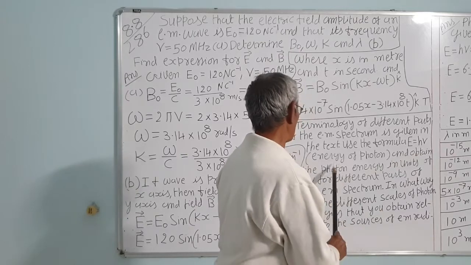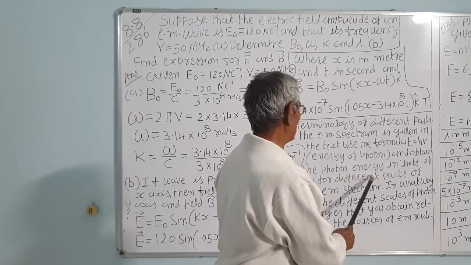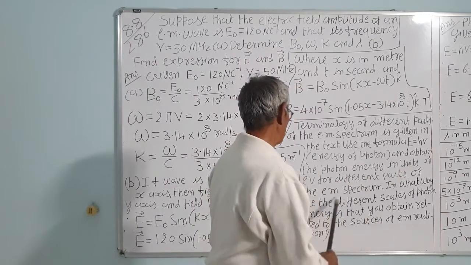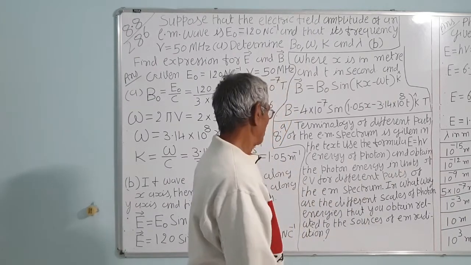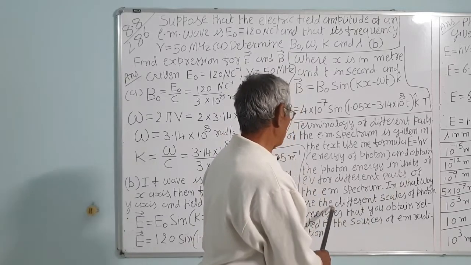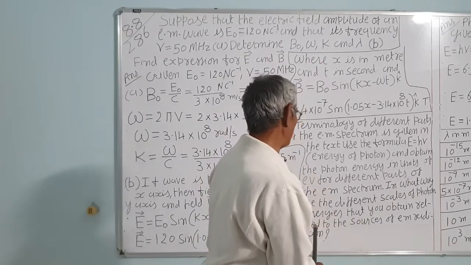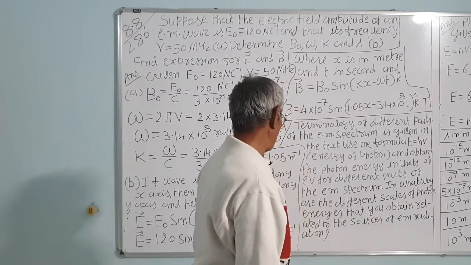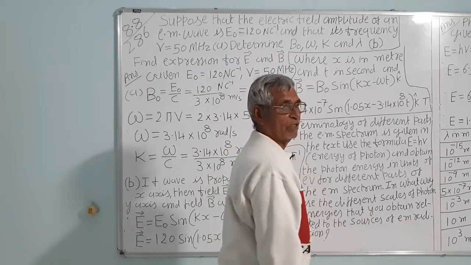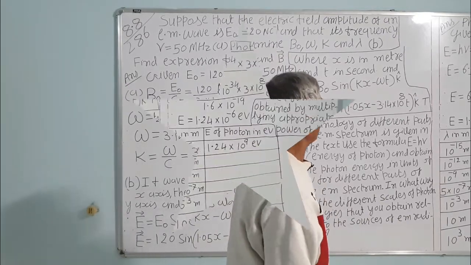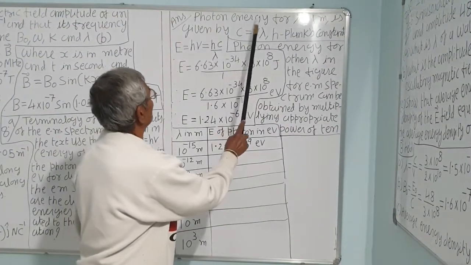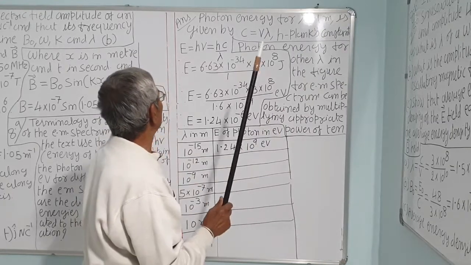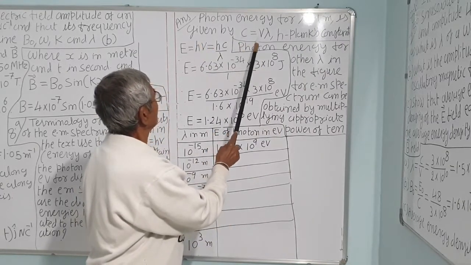And obtain the photon energy in units of electron volt, eV, for different parts of the electromagnetic spectrum. In what way are the different scales of the photon energy that you obtain related to the source of EM radiations? What are the sources of those radiations? Now consider the photon energy for lambda from about 1 to 10 to the power minus 15 meters, given by c is equal to nu lambda.